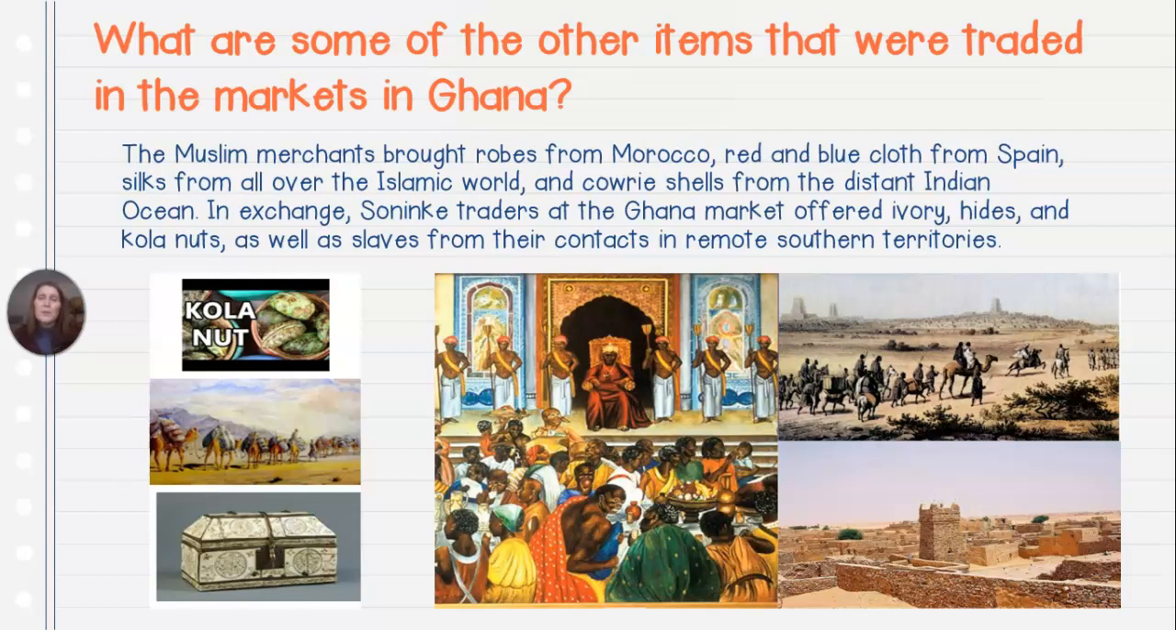The Muslim merchants brought robes from Morocco, red and blue cloth from Spain, silks from all over the Islamic world, and cowrie shells from the distant Indian Ocean. In exchange, Soninke traders at the Ghana market offered ivory, hides, and kola nuts, as well as slaves from their contacts in remote southern territories.